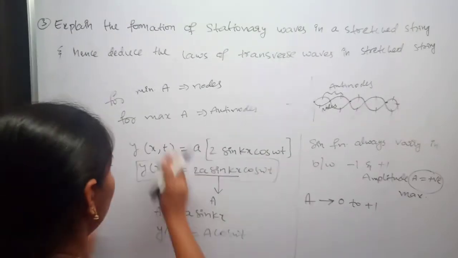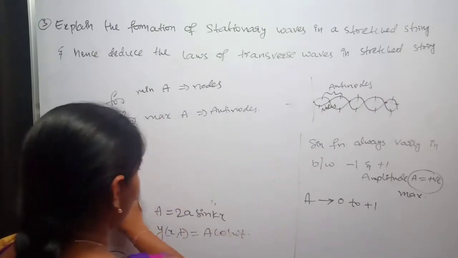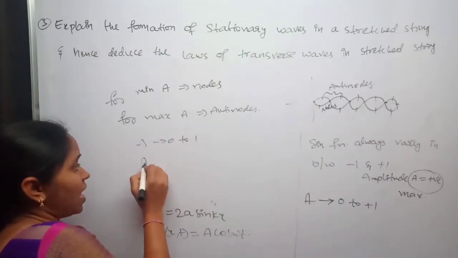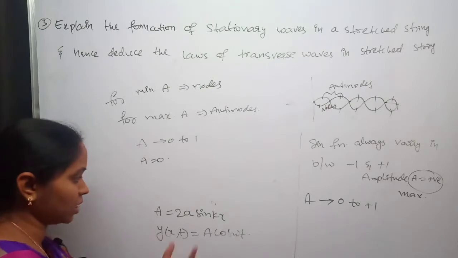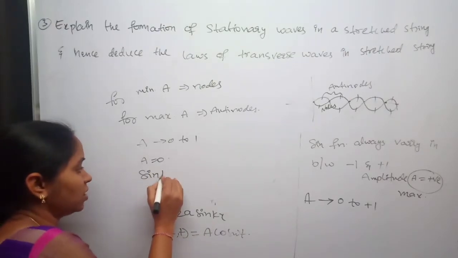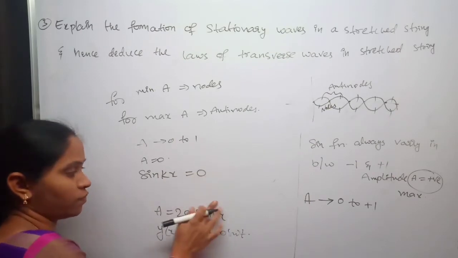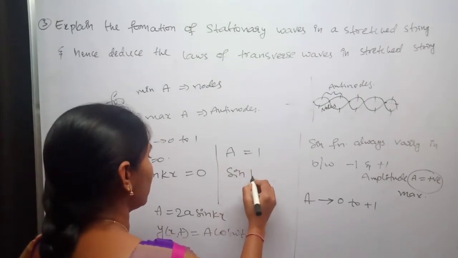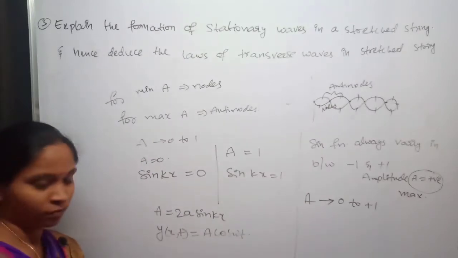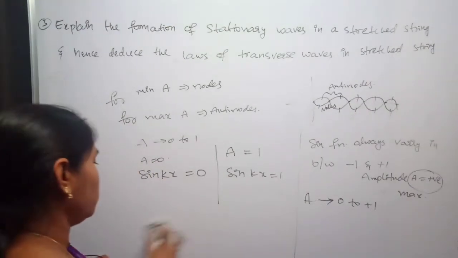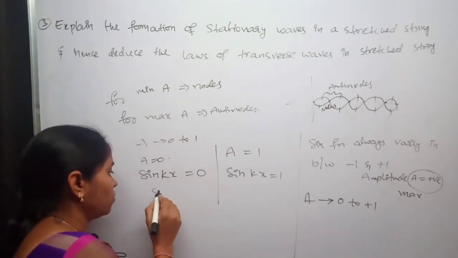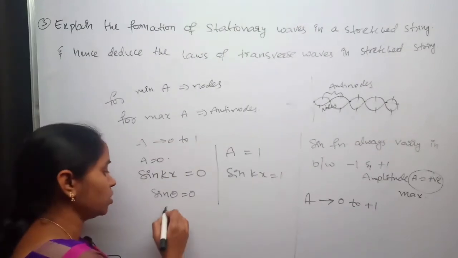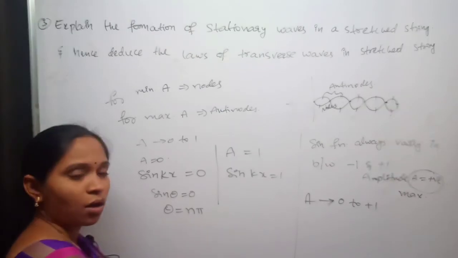Okay, and the amplitude always varies from 0 to +1. If the amplitude is equal to 0, that means sin kx is equal to 0. And if the amplitude is equal to 1, sin kx value will be equal to 1. And for sin theta to be equal to 0, this theta must be equal to n pi. How? I will explain.